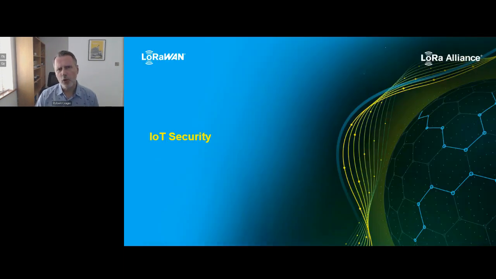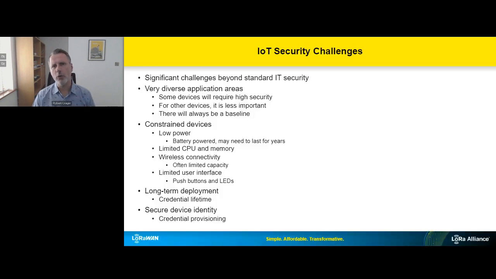So I'd like now to talk a little bit more about just general IoT security. A LoRaWAN device generally falls into the category of IoT, Internet of Things. So what do we mean by Internet of Things? It's really a device as opposed to something like a PC or a laptop or a tablet or a phone. And these have challenges, and I'll come on to those in a minute.